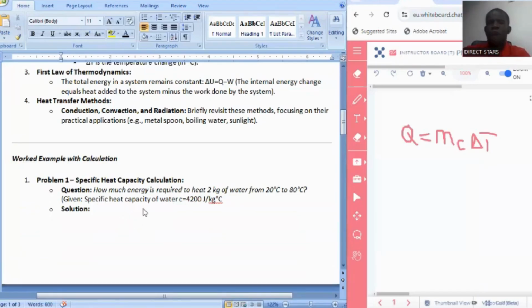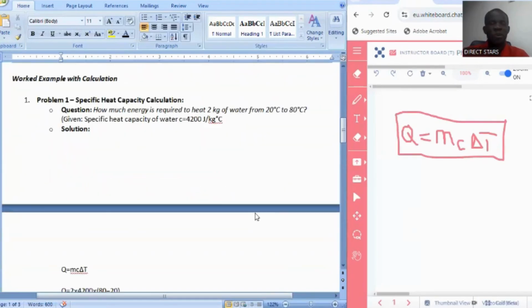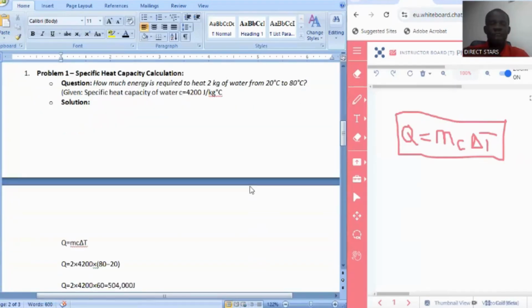The first question is how much heat energy is required to heat 2 kg of water from 20 degrees Celsius to 80 degrees Celsius, given that the specific heat capacity of water, which is small letter c, is equal to 4,200 joules per kg degree Celsius. Now, what's the solution? If you can remember this formula, then the solution is not far-fetched. So we go to the application of this particular formula.